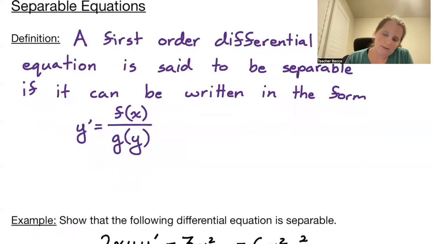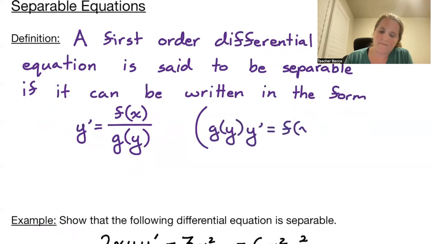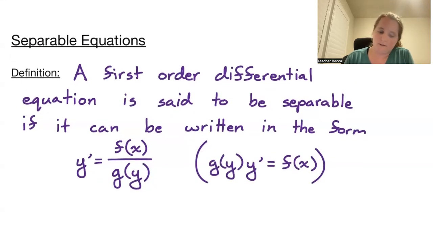So equivalently, g of y times y prime is equal to f of x. Okay. So we call the differential equation separable if it's in this case.